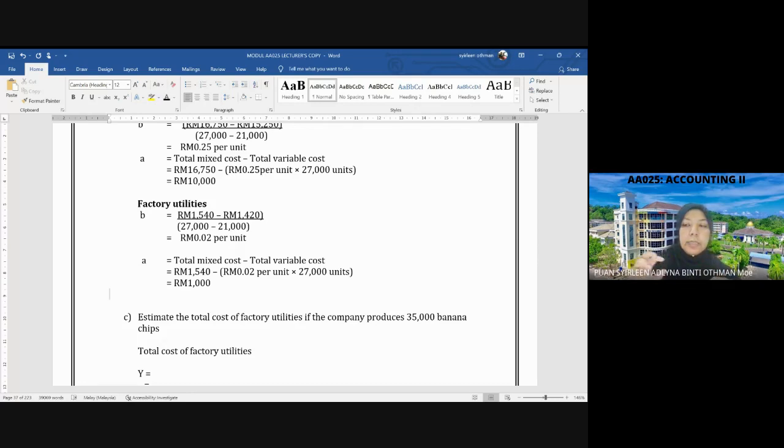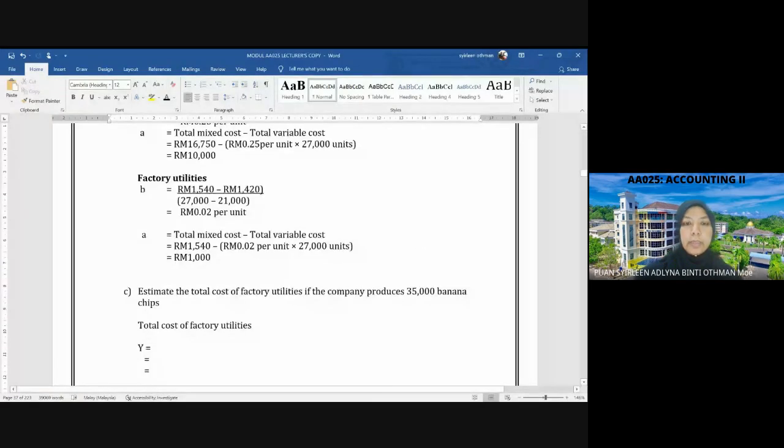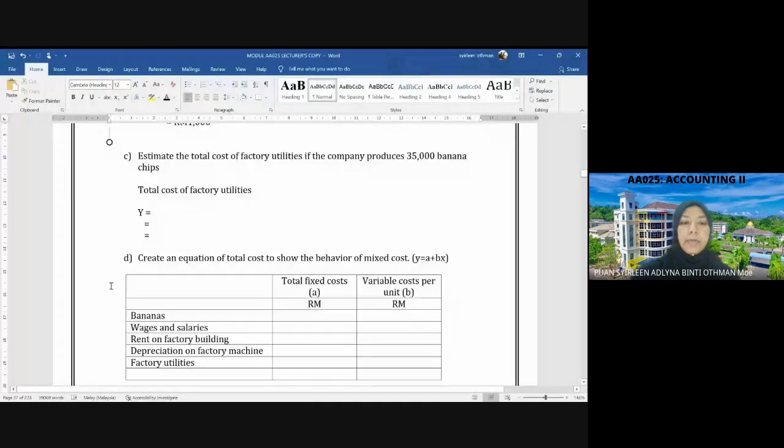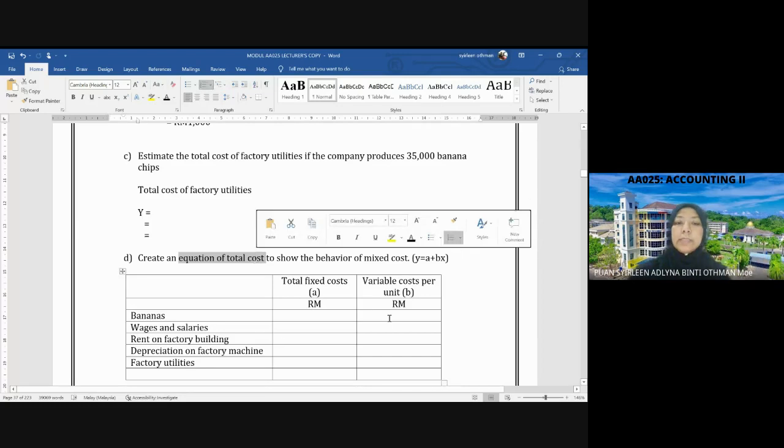Okay, so now saya nak kita create atau kita form the equation dulu. Okay, sebelum kita form equation, you need to answer C. Okay, so saya nak abaikan C ni sekejap. Okay, C ni nanti kita patah balik dekat dia. Okay, so kenapa Madam asingkan semua cost tadi dan kenapa saya kira cost satu-satu dekat atas tadi? Sebab saya nak create equation for total cost. So macam mana cara kita nak create equation for total cost?